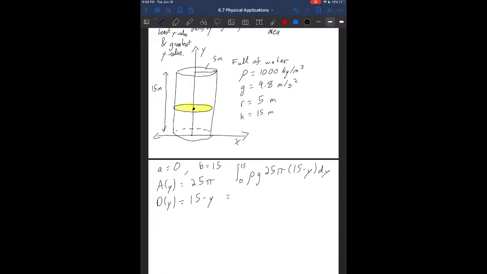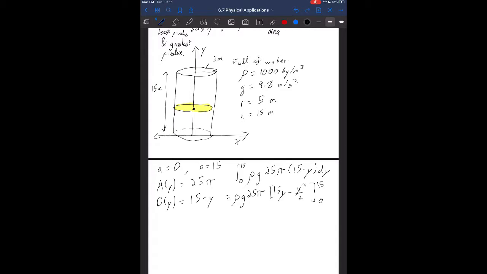Simplifying a bit, this is rho g 25 pi. Those are all just numbers. They don't have anything to do with y, so we don't need to integrate them. The integral of 15 is 15y, and the integral of y is y squared over 2, so minus y squared over 2. And these are evaluated from 0 to 15.